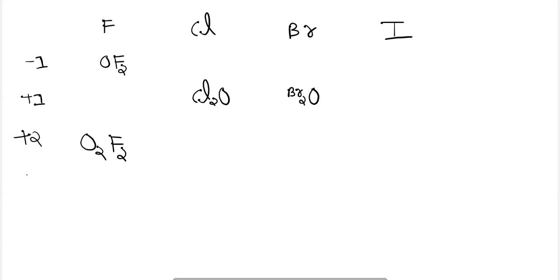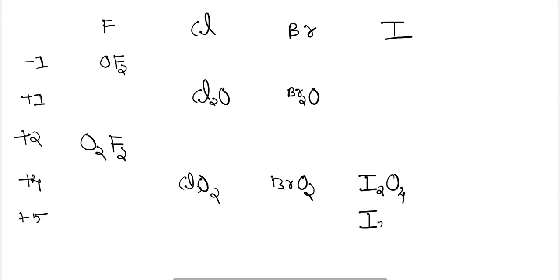Next is the +4 state, where chlorine will form ClO2, Br will form BrO2, and iodine will form I2O4. Next is the +5 state. There iodine can form iodine pentoxide, I2O5. Next is the +6 state.